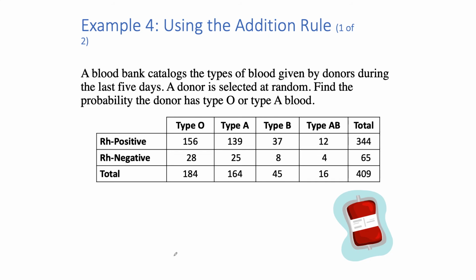So let's take a look at one last example, a little bit more involved example. I hope that really fixes ideas here around the addition rule. A blood bank catalogs the types of blood given by donors. A donor is selected at random. Find the probability that the donor has type O or type A.